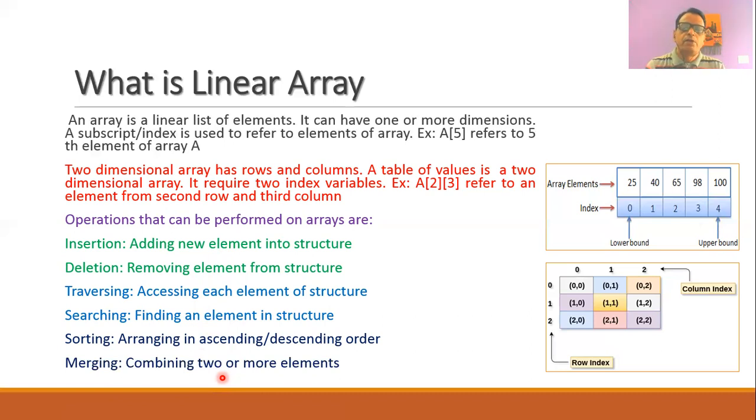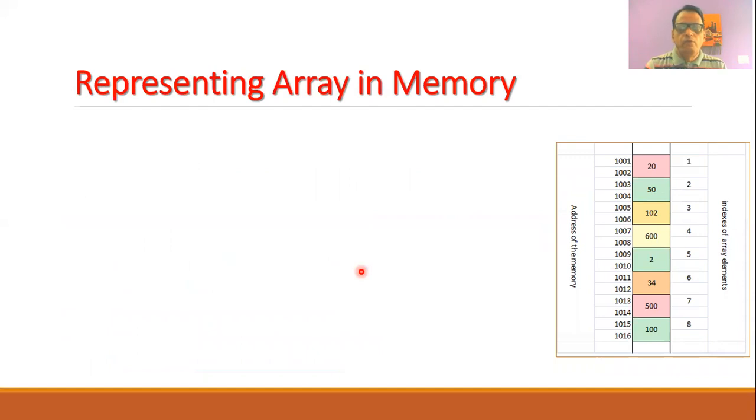So these are the different operations that can be performed on an array, out of which, as far as this session is concerned, we are going to discuss how to perform traversing of an array, insertion into the array, and deletion of an element from the array. We will see the algorithms to perform these operations, and accordingly we will write and execute the C program for these operations.